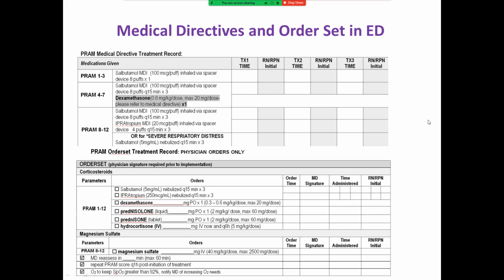Then we have an order set so that physicians can also order medication for a patient who is in the department with asthma. From the medication list, in terms of steroids, it could be dexamethasone, prednisolone, and hydrocortisone, as well as magnesium sulfate.